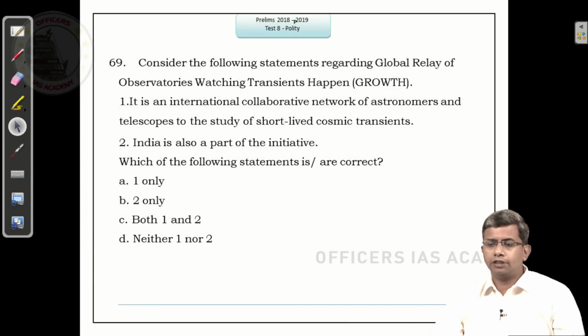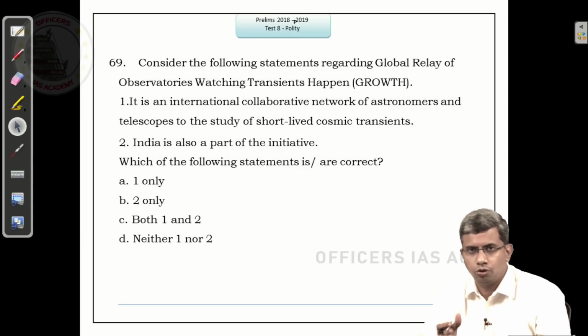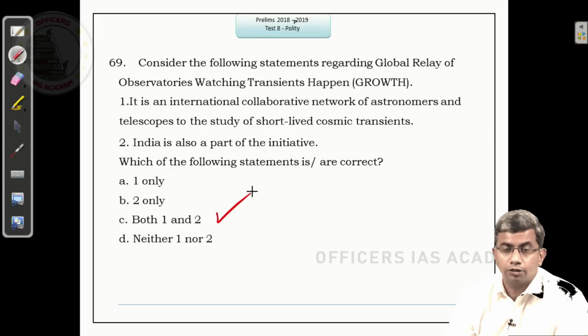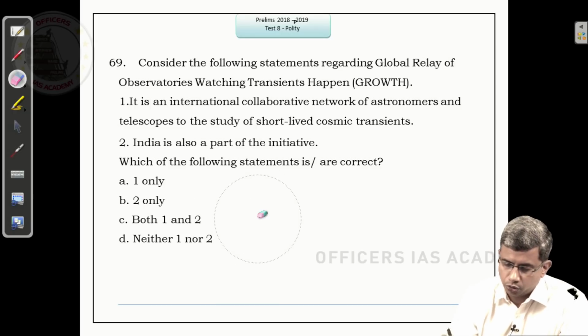Consider the following statements regarding global relay of observatories watching transients happen. GROWTH is an international collaborative network of astronomers and telescopes for the study of short-lived cosmic transients, and India is also part of this initiative. This was recently in the news and should have been covered in your current affairs class. Both the statements are correct, so the correct answer is both 1 and 2.